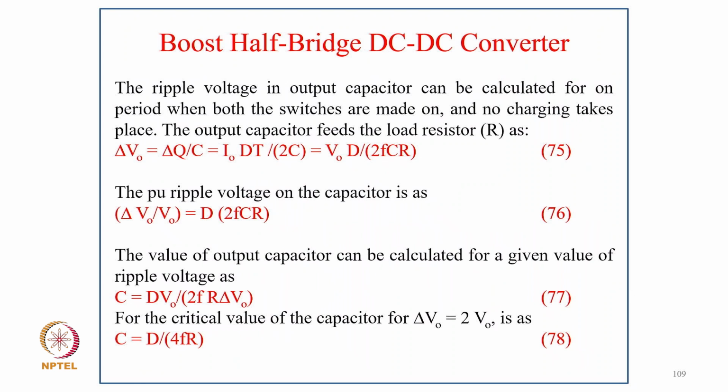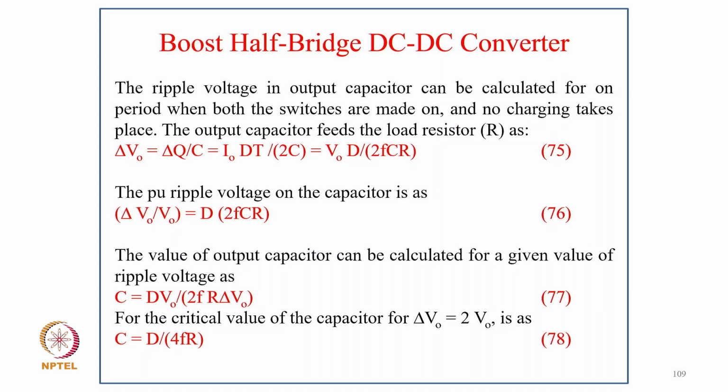Fn square. So the ripple voltage in the output capacitor can be calculated from the on period when both the switches are made on and no charging takes place. The output capacitor feeds the load resistance, so delta V0 equal to delta Q upon C, that is I0 dt upon 2C, or equal to V0 D upon 2F CR. The per unit ripple voltage on the capacitor is delta V upon V0 equal to D upon 2 FCR.